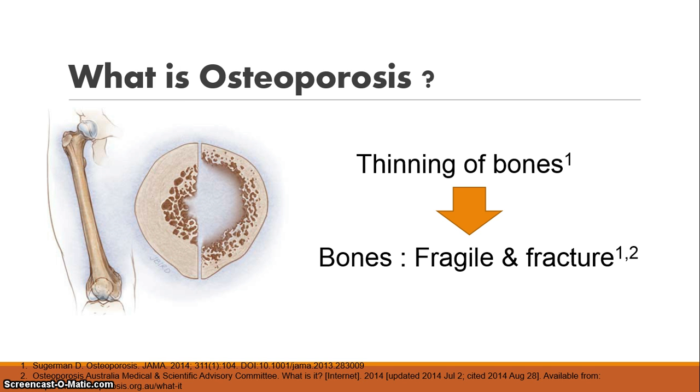What is osteoporosis? This is a condition when your bone becomes thin, so it can become fragile and can fracture easily. This happens when your body cannot replace minerals lost from your bones quickly. This is an imbalance between your bone breakdown and your bone formation activity. So your bone breakdown is quicker than your bone formation. As a result, your bone will lose its mass and become thin, so it becomes fragile and fractures.